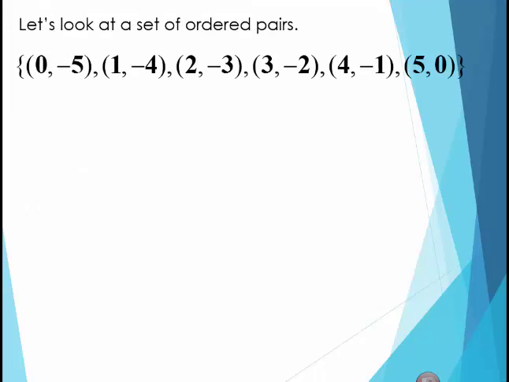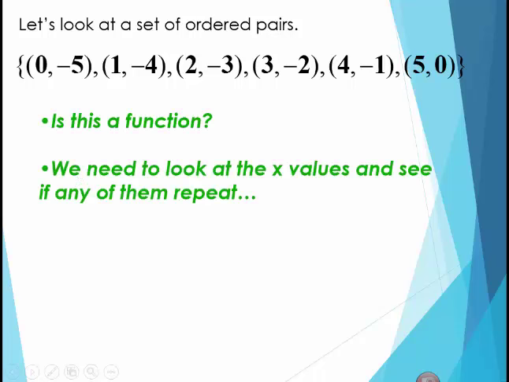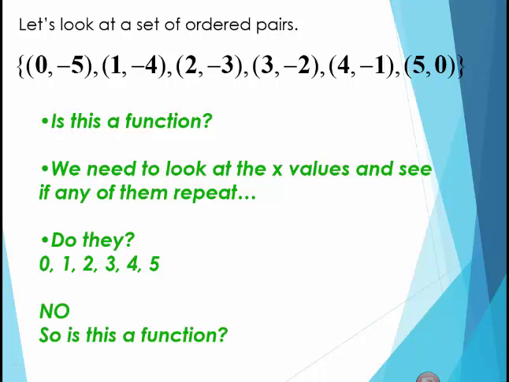Okay, so let's look at ordered pairs. Remember, you want your x value to only have one y value. And that means the x's don't ever repeat for a different y. Now let's take a look at this. Is this a function? We're going to look at our x values: 0, 1, 2, 3, 4, and 5. Do any of them repeat? No. So then this is a function. None of my x values repeat. So that means it's a function. You don't have to copy this down.